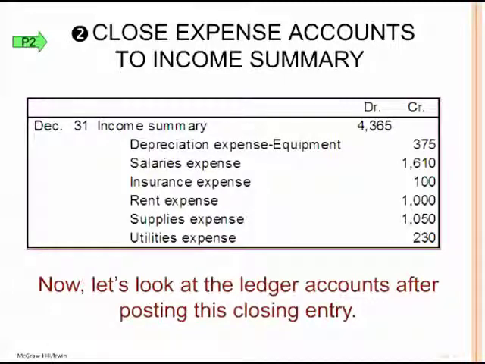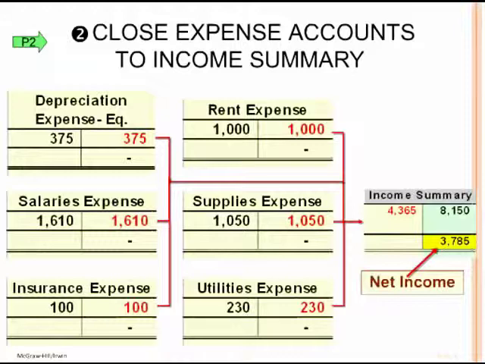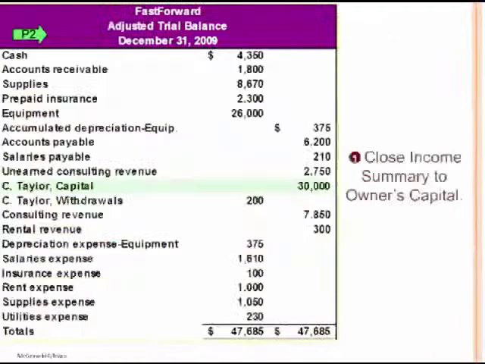Let's look at the ledger accounts after posting this entry. We have a zero balance in each expense account and have transferred total expenses of $4,365 to the debit side of the income summary. The difference between revenues and expenses is net income of $3,785. Next, we close the income summary to owner's equity. Our goal is to update the balance in Chuck Taylor's capital account for the income earned during the period. Let's make the next closing entry.